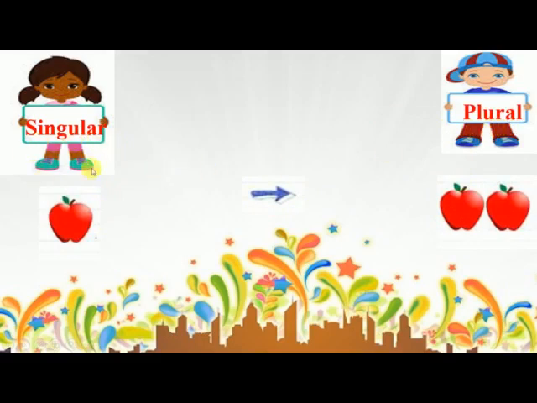So in English, when you want to talk about one object, it's in singular. When you have more than one object, they are in plural. And we add an s to the word to make it plural. Let's look at this example.